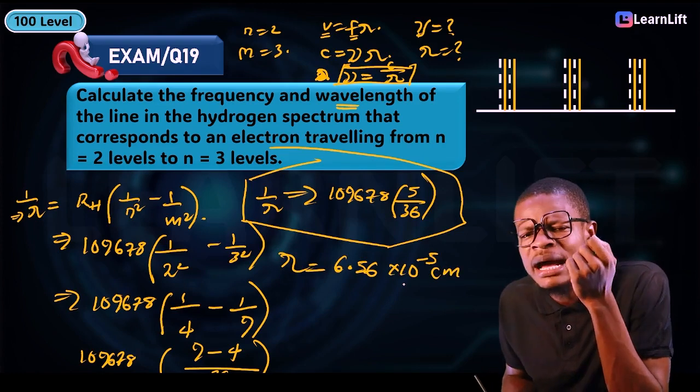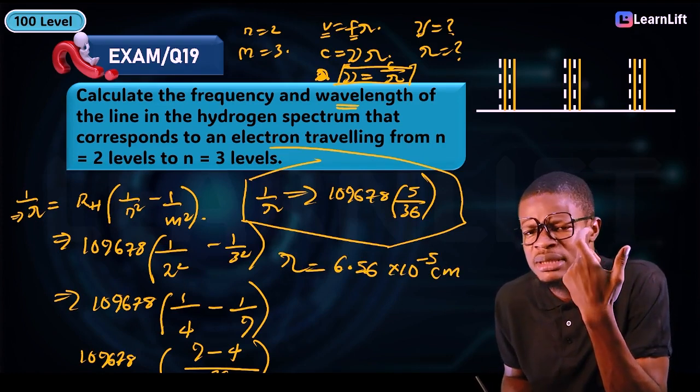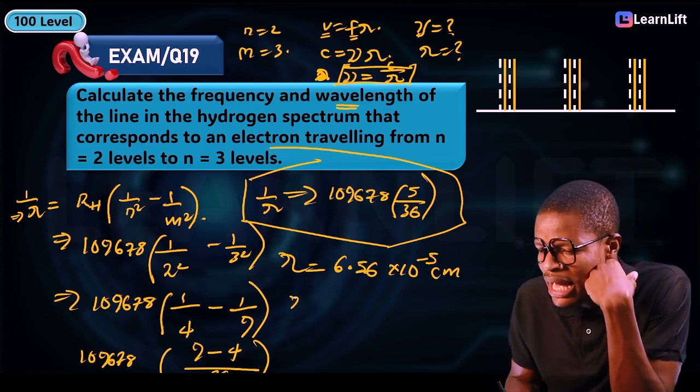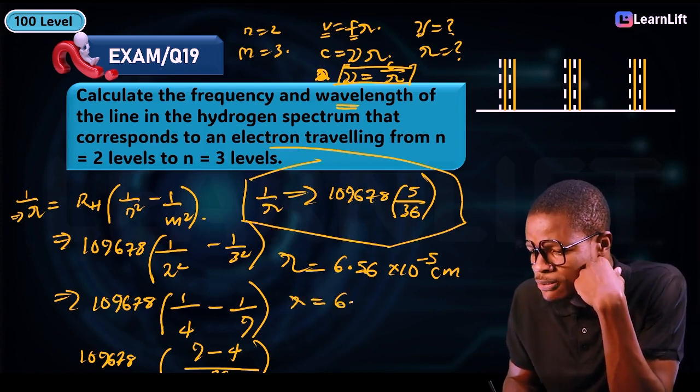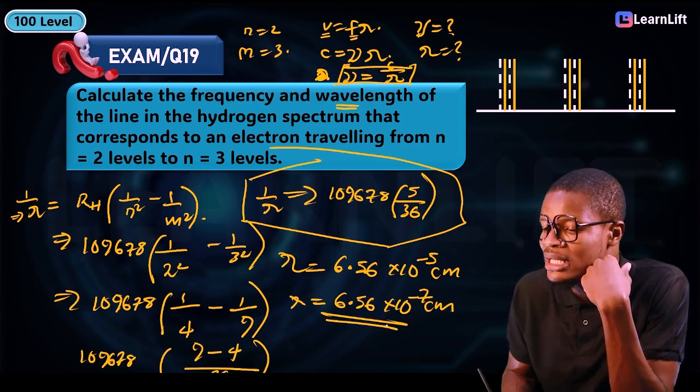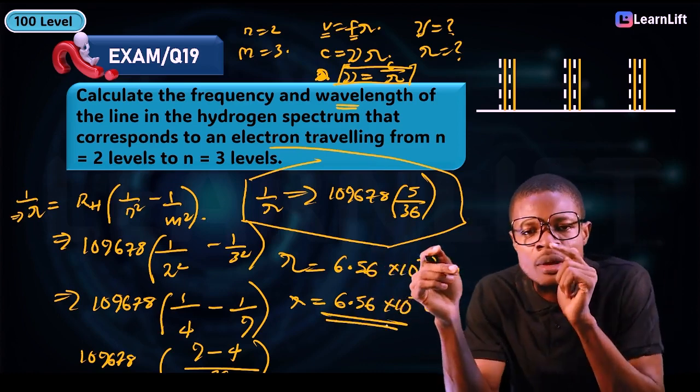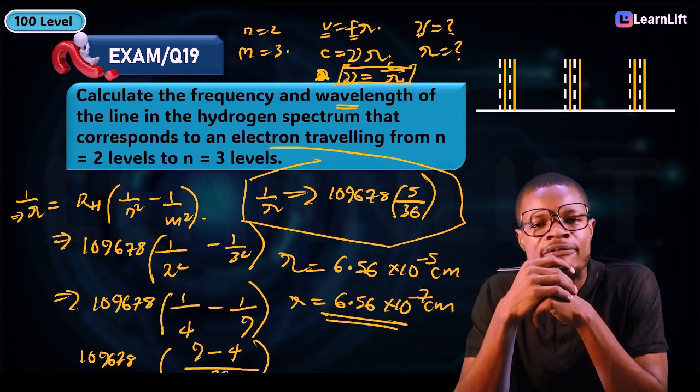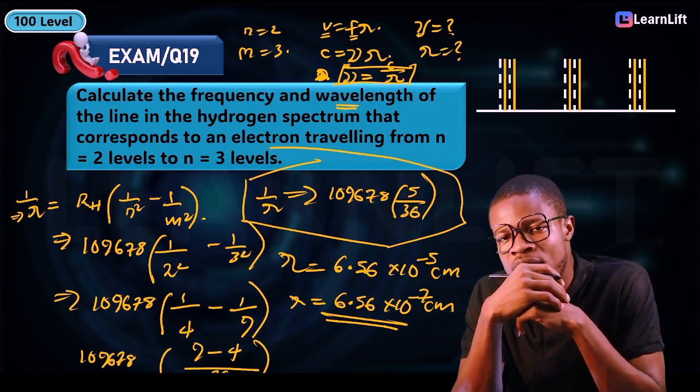So if this is my lambda, I don't really need it in centimeters. I need it in meters. So lambda is going to give you 6.56 times 10 raised to the power of minus 7 in meters. So we have gotten the wavelength, which is lambda, simple. But we are to get what? Frequency. So how do you get frequency?